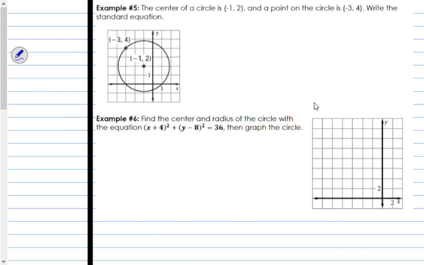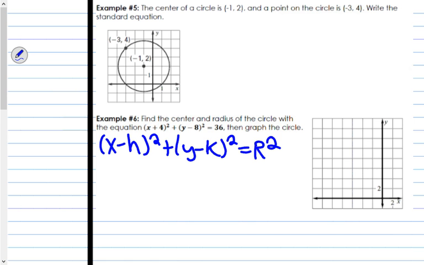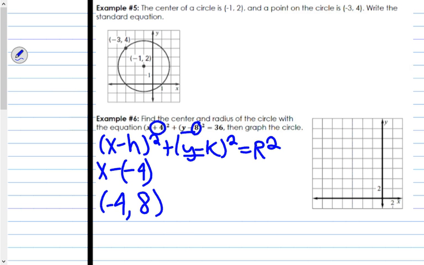So it says find the center and the radius of the circle with this equation, then graph it. So the standard equation is (x minus h) squared plus (y minus k) squared equals r squared. Now I notice that this doesn't say negative 4. It says positive 4. So in order for it to become a positive 4, it must have been x minus negative 4. Okay, so my center is negative 4. And then it says y minus, so yep, I just take the 8. So the center of my circle is negative 4, 8.